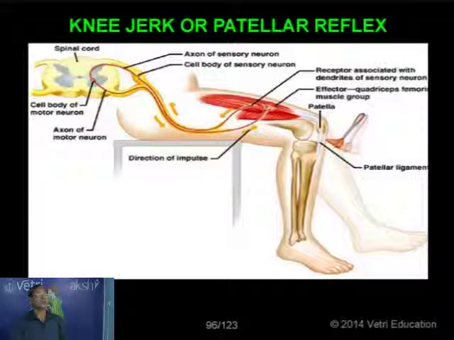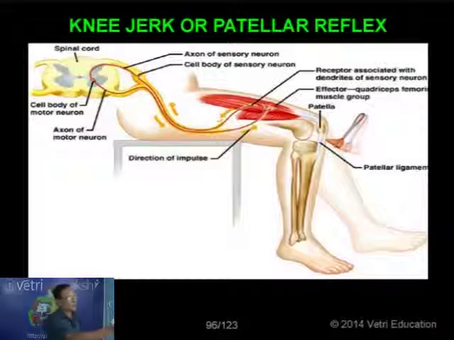This is because of the receptor associated with the dendrites of the sensory neuron. What I mentioned here, these are all the stretch receptors, considered as a receptor organ connected with the dendrites of the sensory neuron, carrying the message to the spinal cord, where you have the cell body of the motor neuron which forms the synapse with the interneuron. The message is being conveyed to the muscle.